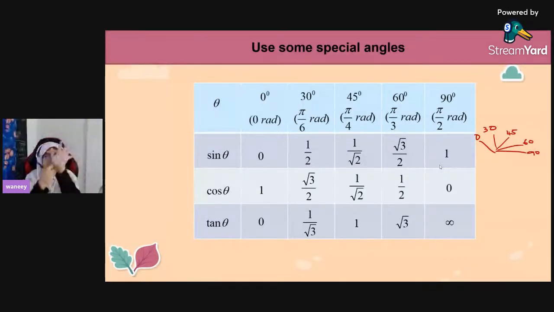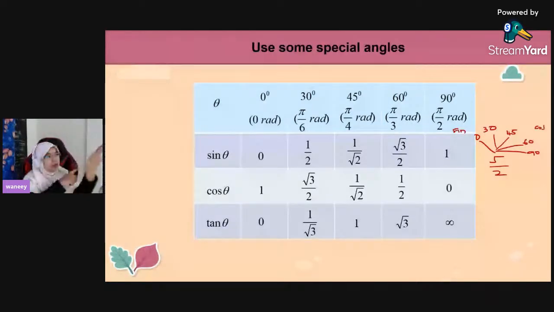Okay, and then right over here, apa orang panggil kat sini tak tahu. Right over there, you should have root over 2. Okay, so now on the left hand side, those will be sine. On the right hand side, those will be cos. So you might want to write down root 2 over 2 right in the middle, and then on the left is sine, on the right is cos. Okay, so now how to memorize them or how to get the value fast.